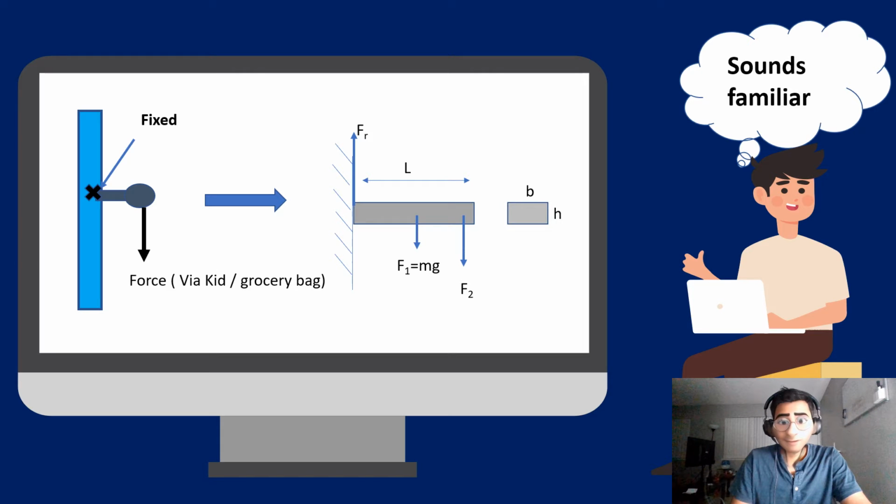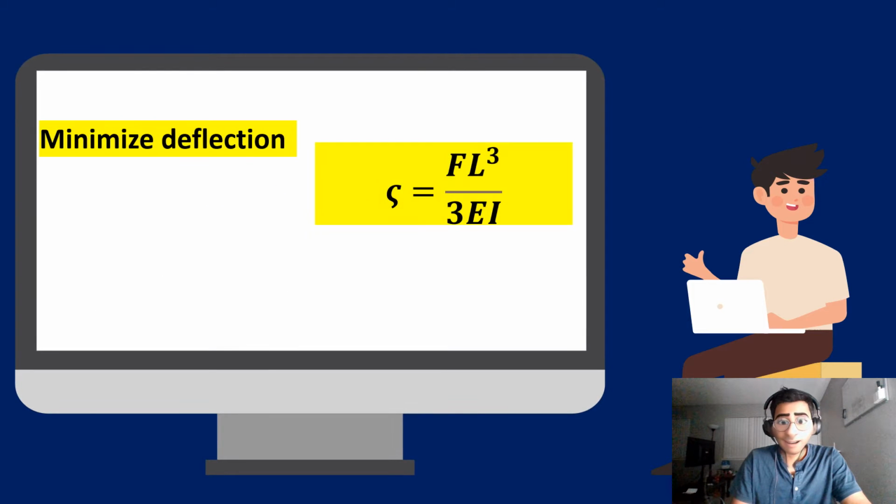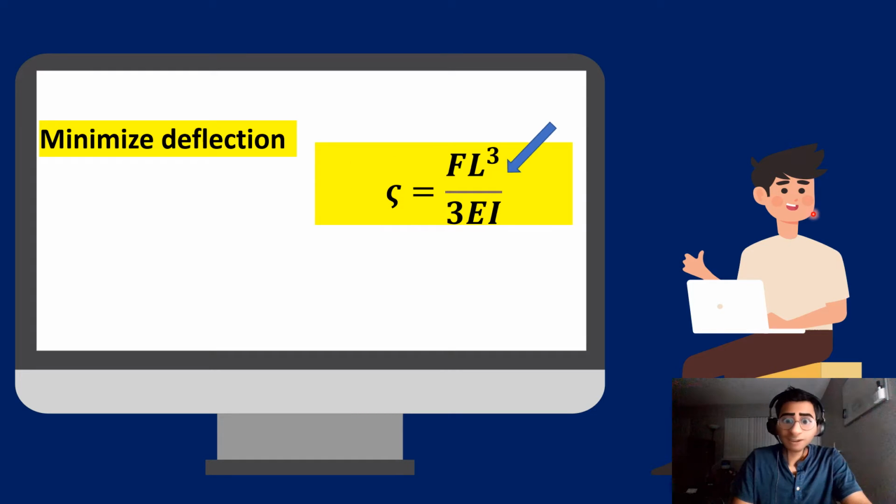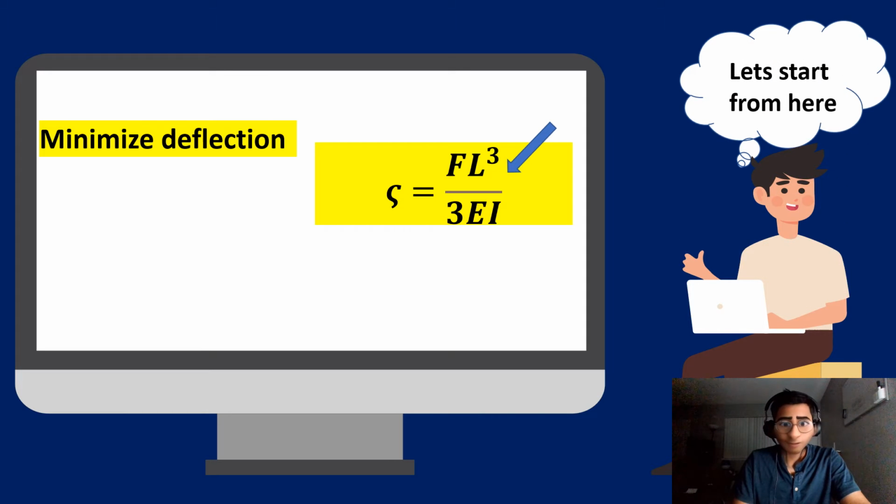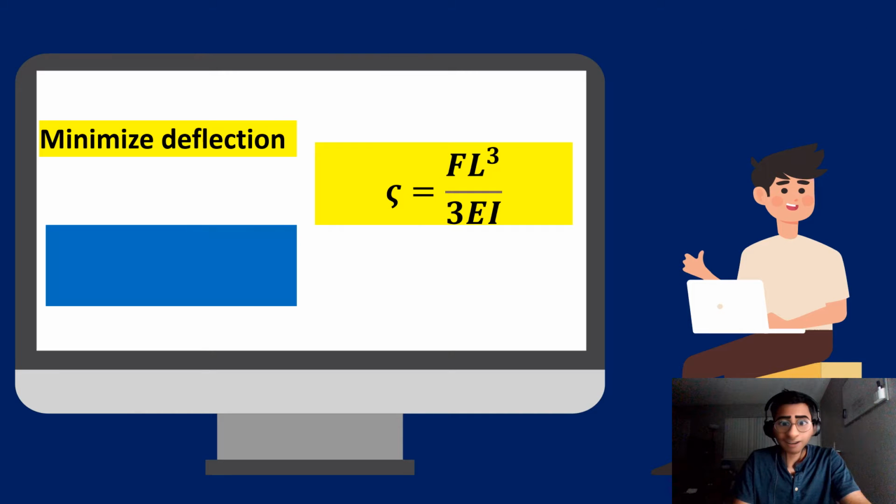Previously, when we tried to solve this issue, we tried to minimize this deflection. The way we minimized it was by decreasing the length, because it's a cubic relation, and by increasing the moment of inertia, thereby minimizing deflection. But today it's more about how we reduce the deflection without playing with any geometrical parameters.